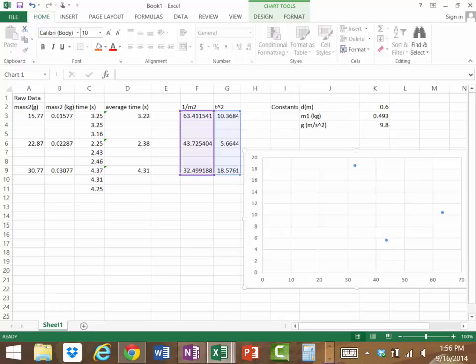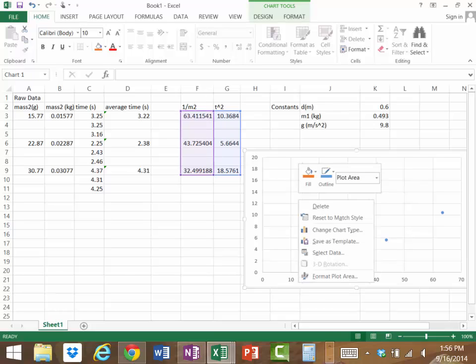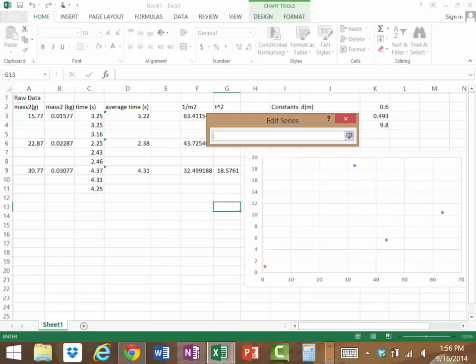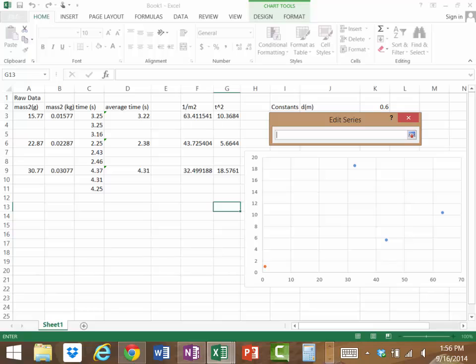Because this is my m over m. 1 over m. That's my smallest value. So I want to get rid of that one. So this is what I'm going to do. I'm going to right click, say select data. We just did that last time, right? Add. I'm going to add another series, and I'm just going to use the data that is good.